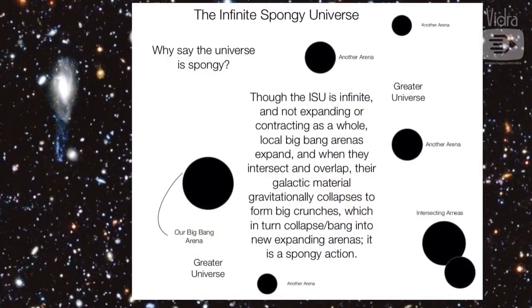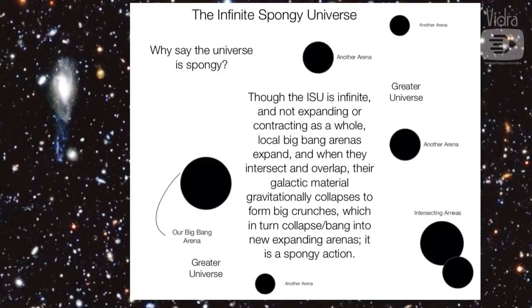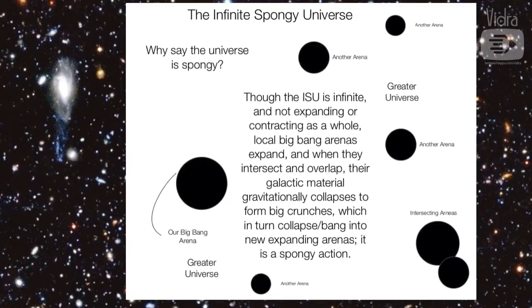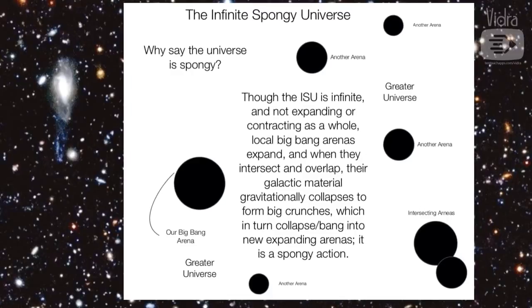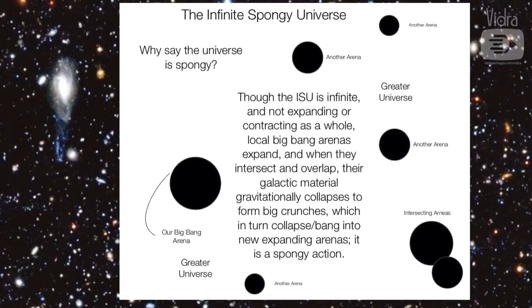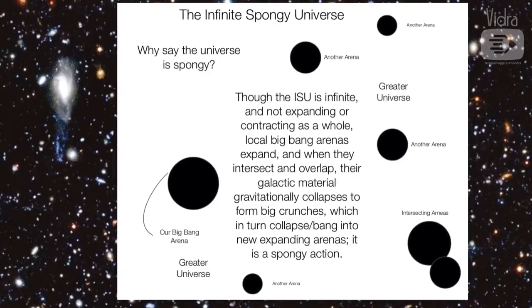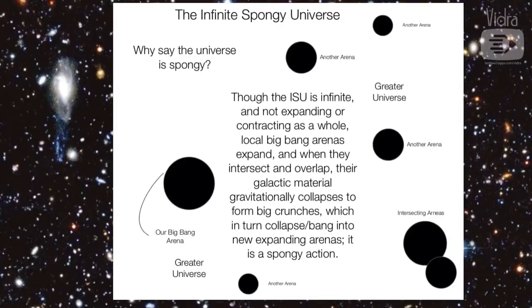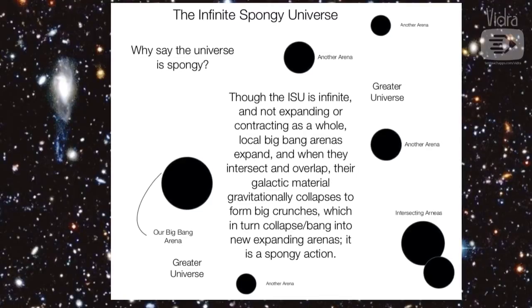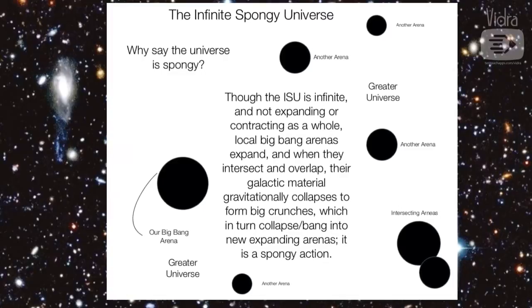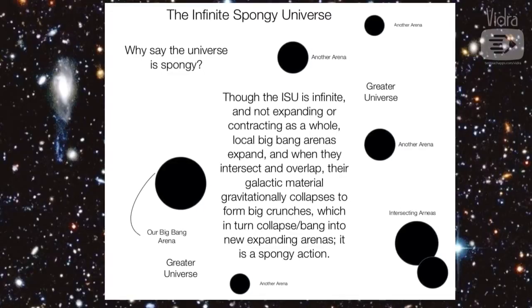Why say the universe is spongy? Though the ISU is infinite and not expanding as a whole, local Big Bang arenas expand, and when they intersect and overlap, their galactic material gravitationally collapses to form big crunches, which in turn collapse bang into new expanding arenas. It is a spongy kind of action.